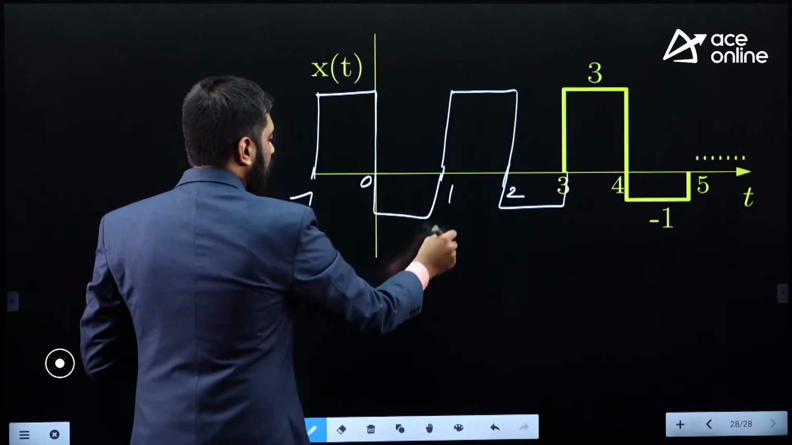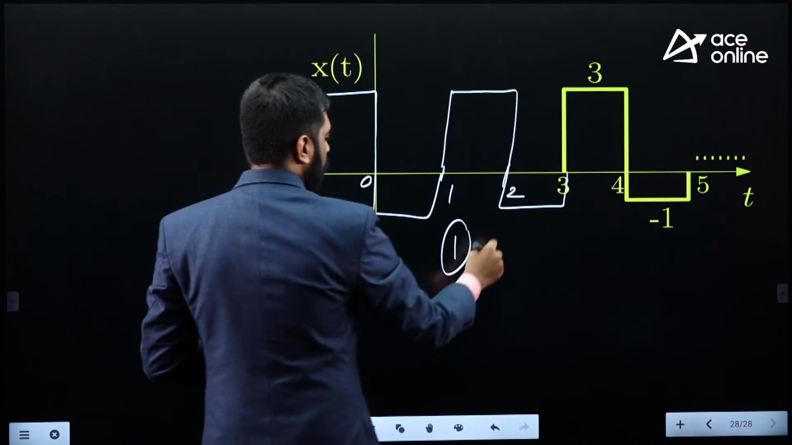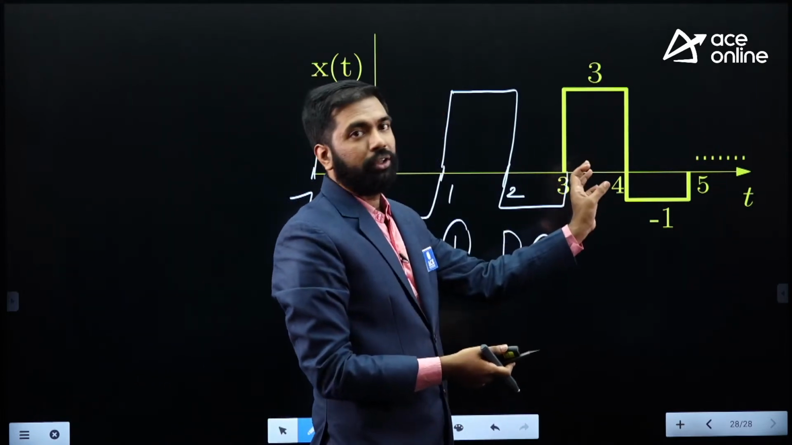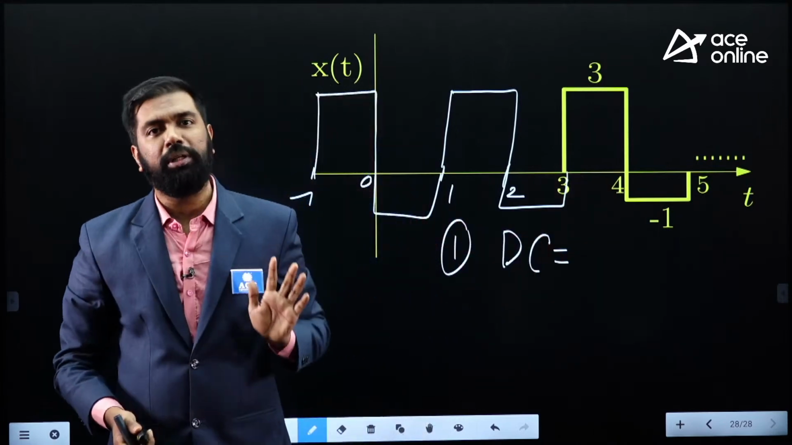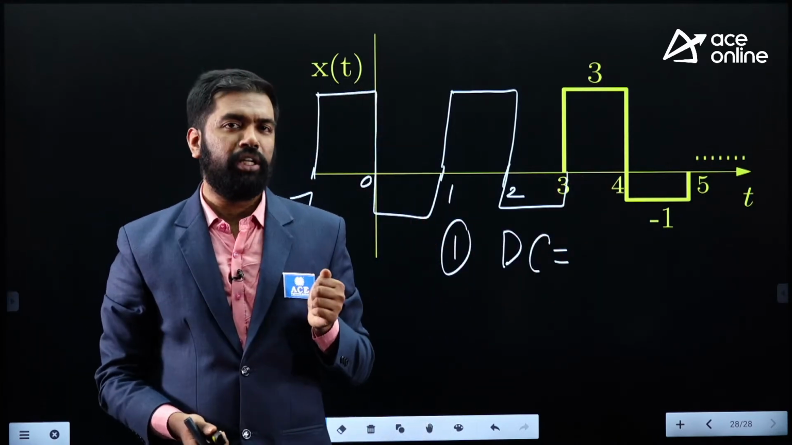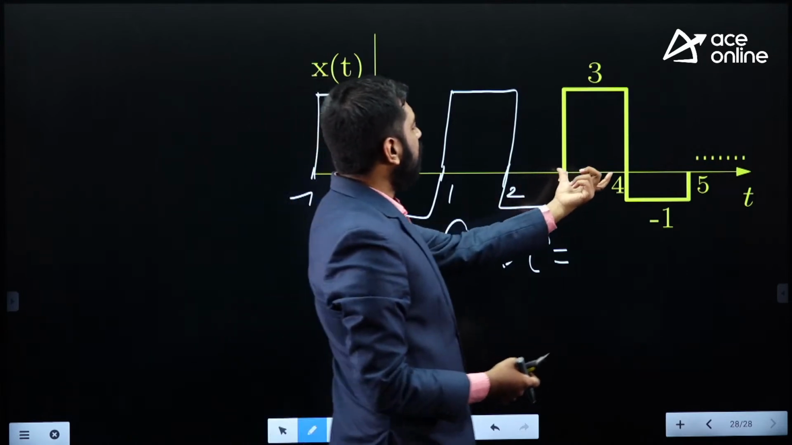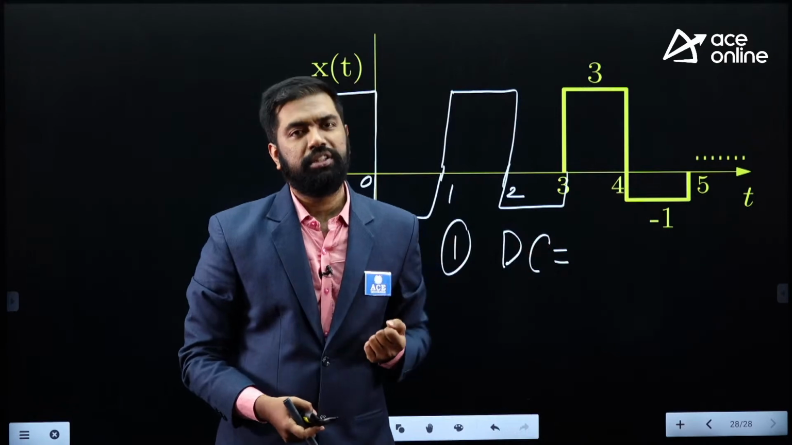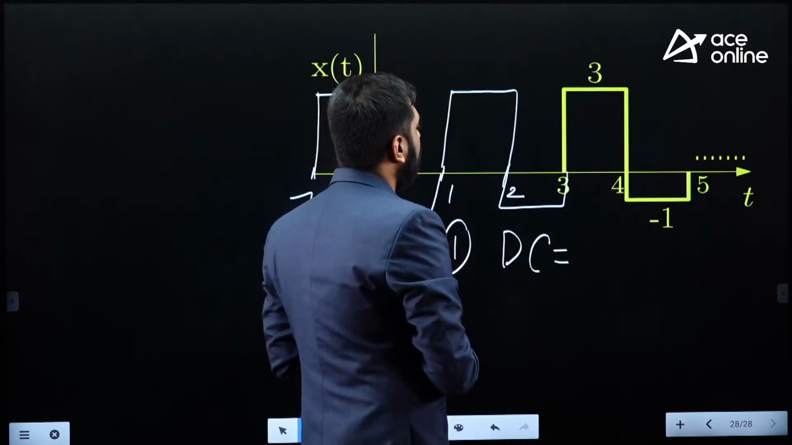So the first comment is about its DC value. How do you find its DC value? You just have to integrate this periodic function in one fundamental period and divide by the fundamental period. Obviously here the width is 1, here the width is 1, that means its fundamental period is 2 units. So let's try to find the DC value.